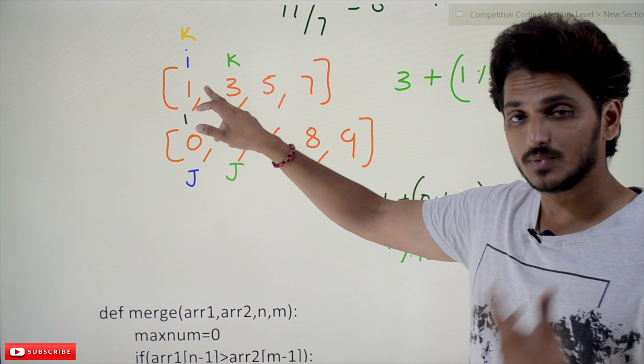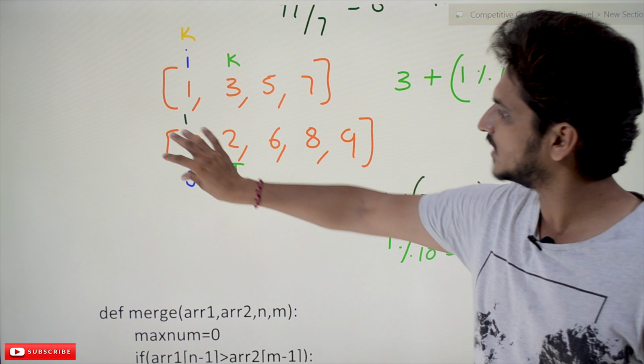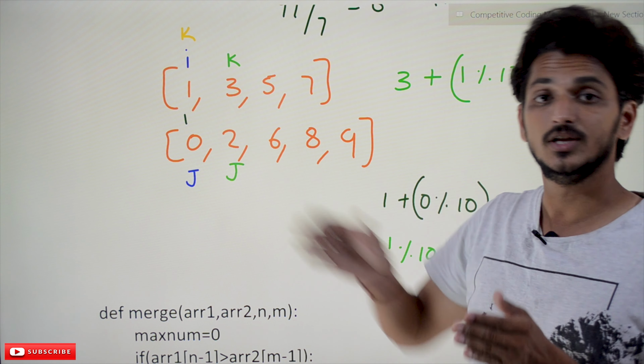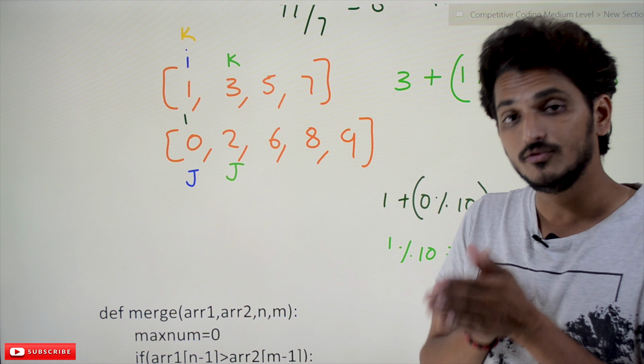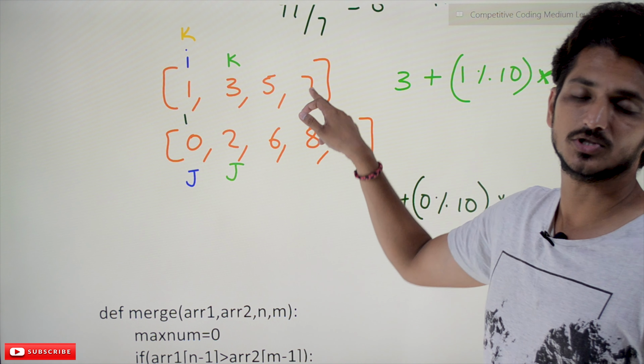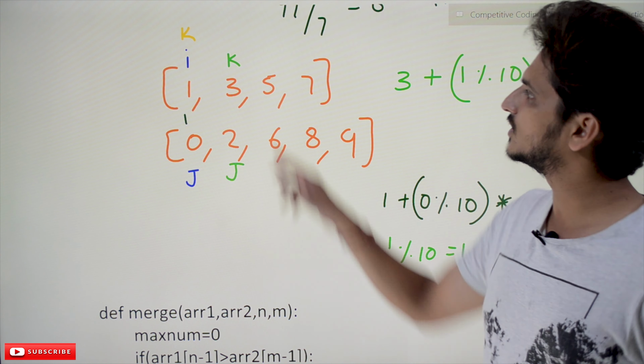We are using variable I to point to the elements in this array. We are using variable J to point to the elements in this array. K is used to place the elements, to decide in which position we have to place them. Initially we place an element in this position, next in this position, next in this position, and so on. To maintain that position we are using the variable K.